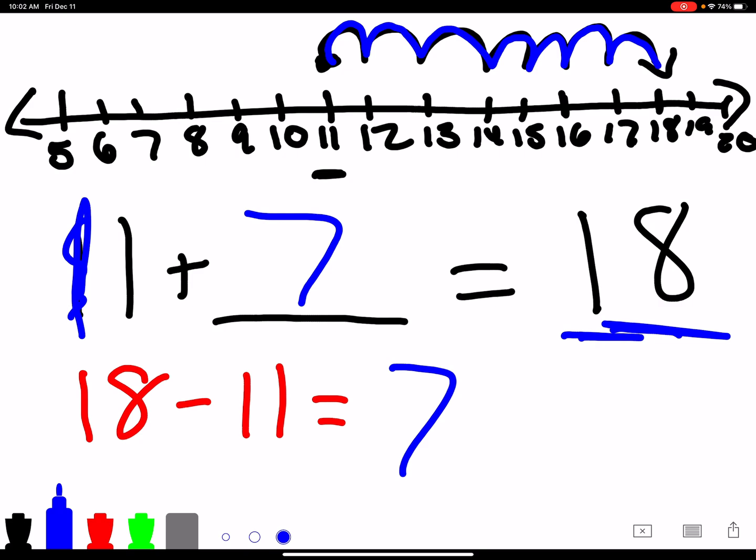But that's how you would write an equation if you were to see a number line with the lines on the top. That's how you would write the equation.